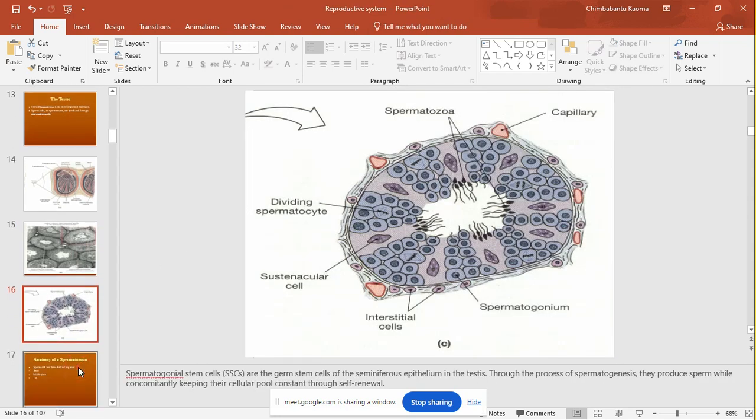So this image is basically to illustrate the previous image if you couldn't see it properly. It's like taking out one of the seminiferous tubules, and you can see that the end product is spermatozoa, but the initial cells are referred to as spermatogonia stem cells, which are basically the germ stem cells of the seminiferous tubules, and are responsible for the production of the spermatozoa in the process of spermatogenesis.